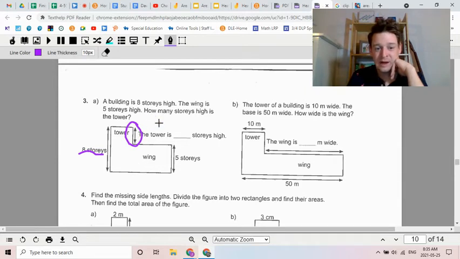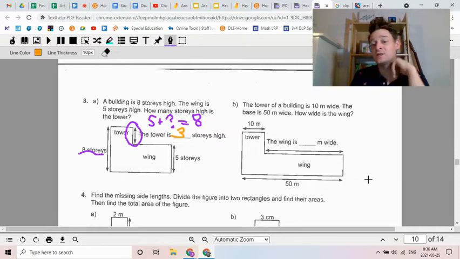So the equation for that would be 5 plus, I'm not sure, equals 8. And that's pretty easy math because we know 5 plus 3 equals 8. So let's put that in there. So the tower is 3 stories high, we'll say.